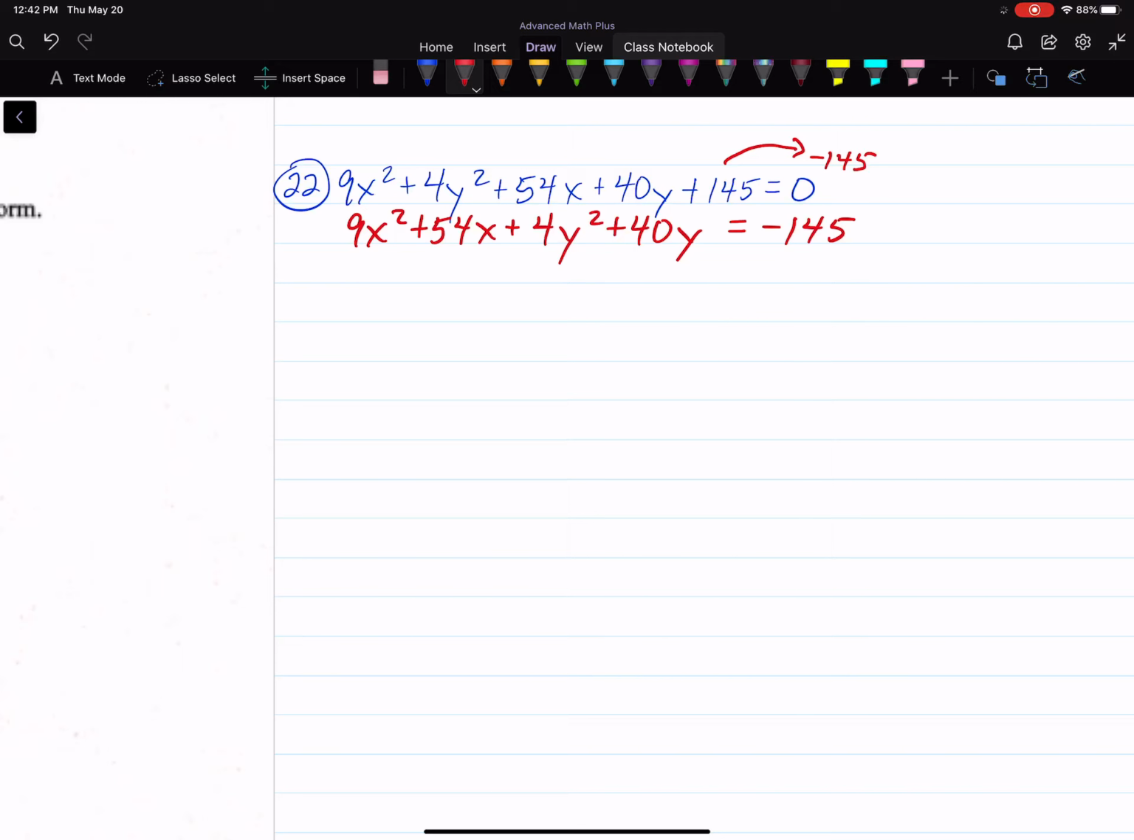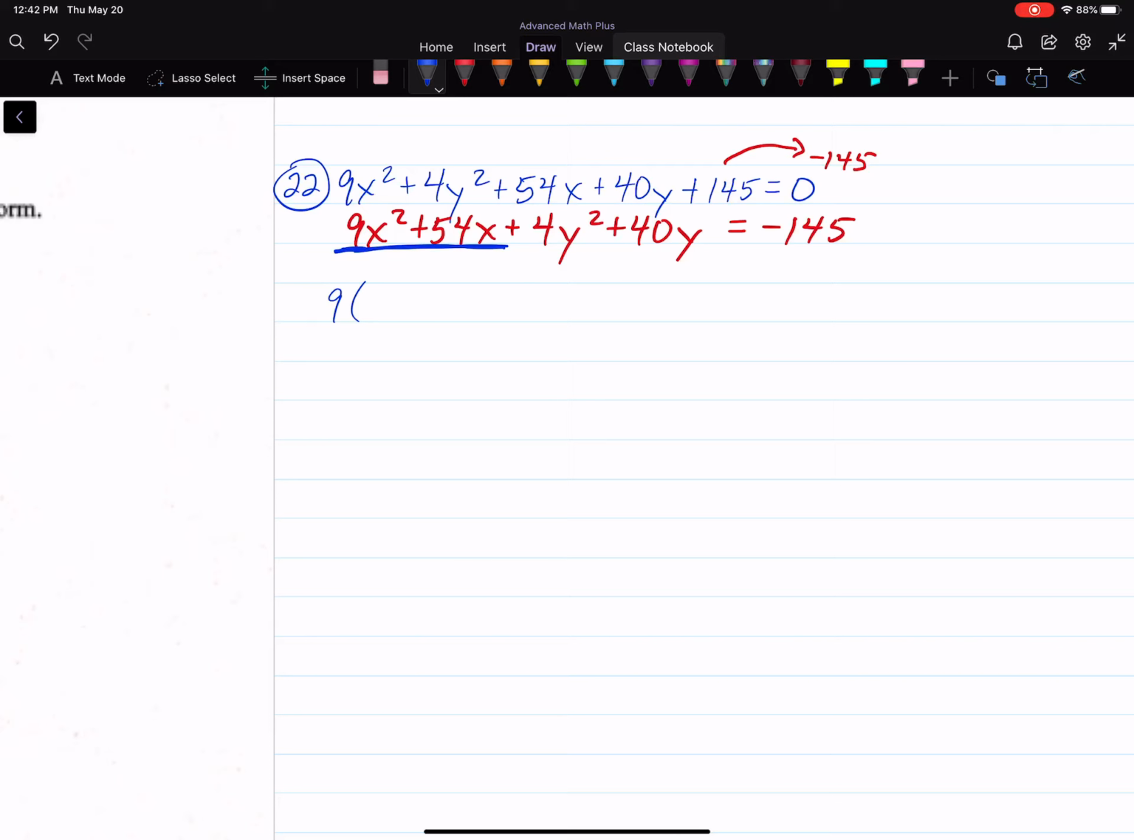Okay? Now we got to complete the square twice. But before we complete the square, remember what has to be in front of x squared and y squared in order to do completing the square? A 1. So I need to get rid of that 9. So what I'm going to do is factor 9 out, so 9 factored out from these two.